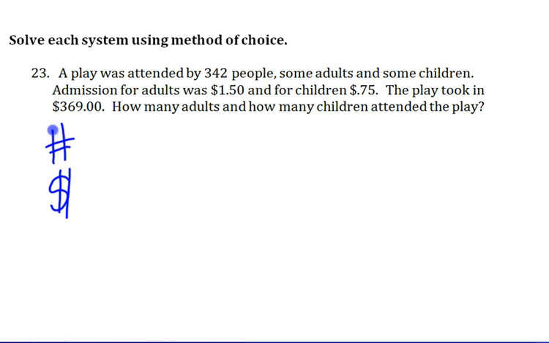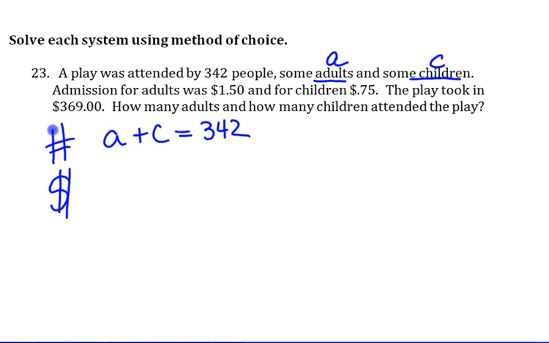So a play was attended by 342 people. Some people were adults and some people were children. So I'm going to have the adults be an A and the children be a C. And so the adults plus the children add up to 342 people. All right, so that's my number equation.